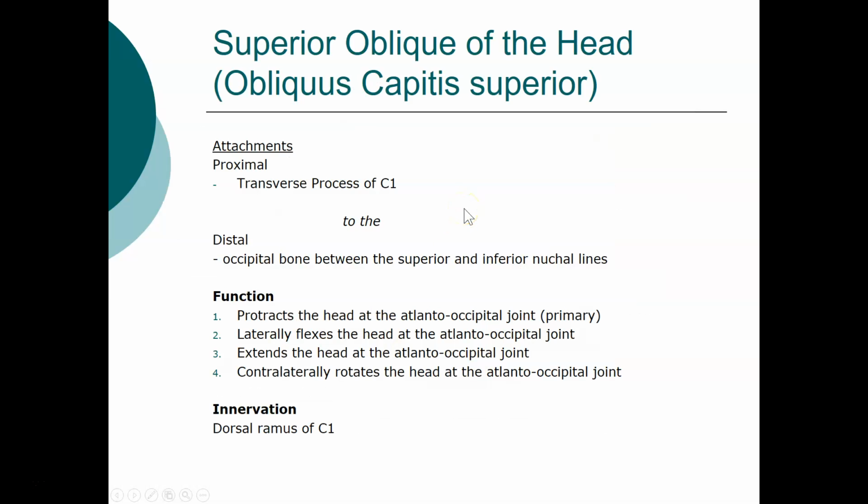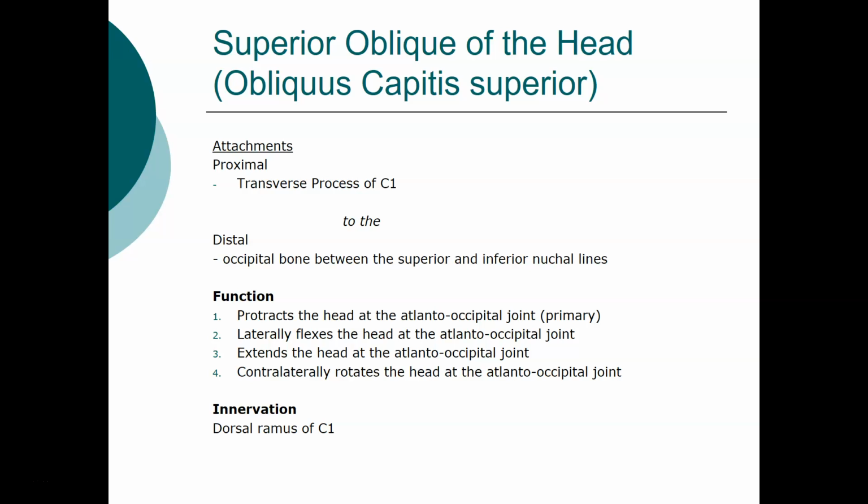The next one is the superior oblique of the head, or obliquus capitis superior. Its attachment proximally is the transverse process of C1. So the transverse process of C1 to the occipital bone between the superior and inferior nuchal lines. So the first two found attachment right on the inferior nuchal line. This muscle finds its attachment between the superior and inferior nuchal lines.